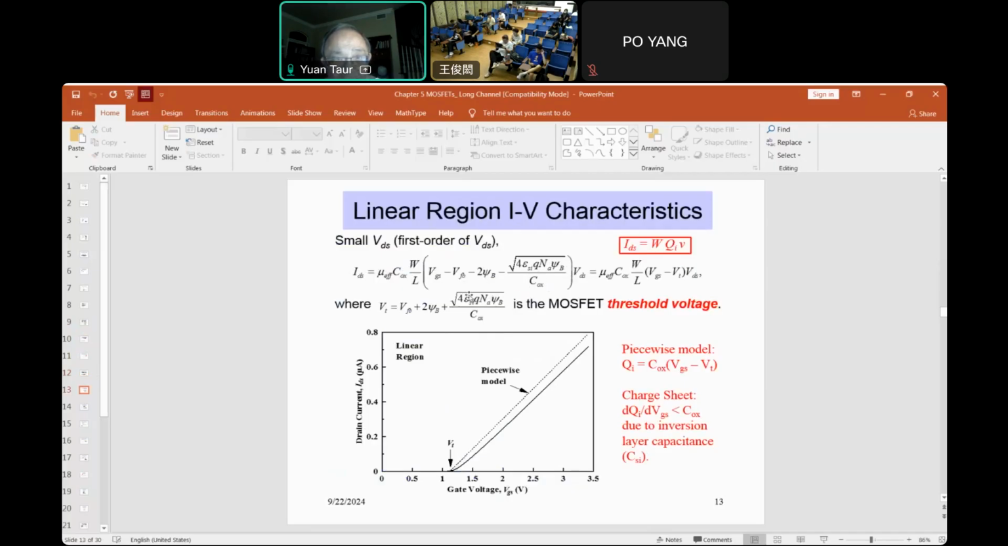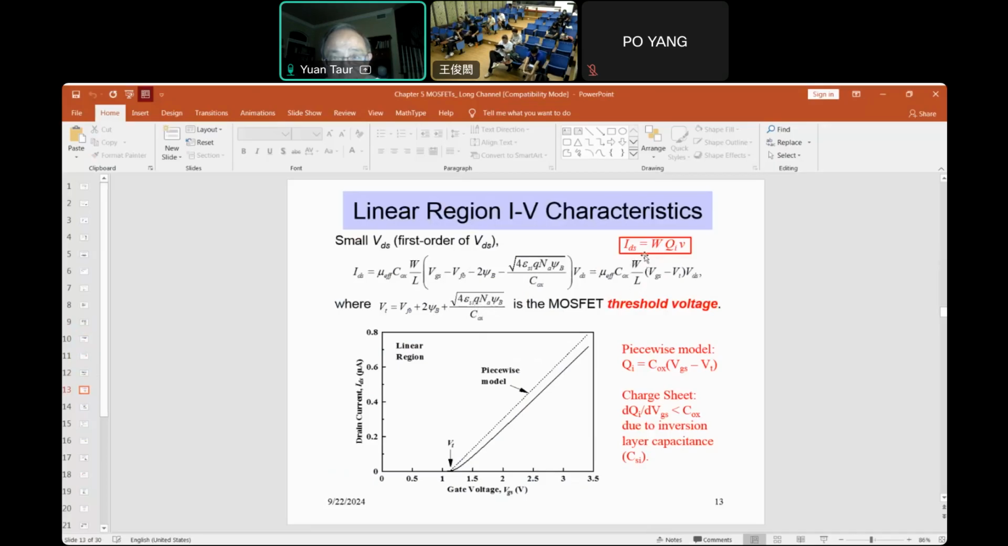And this can be written, okay, as VGS minus VT. Well, VT is called the MOSFET threshold voltage. Okay. That has 3 terms, like we discussed in chapter 4. The first term, flat band. Second is 2 psi B, surface potential. And third term is the depletion charge divided by Cox. Okay.